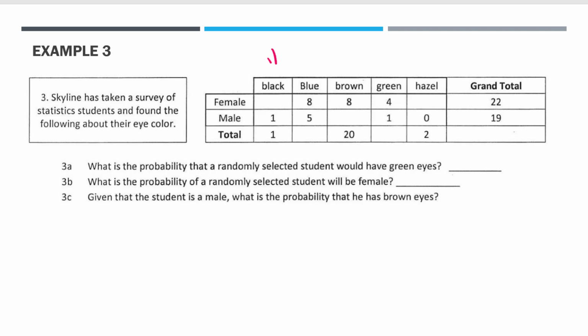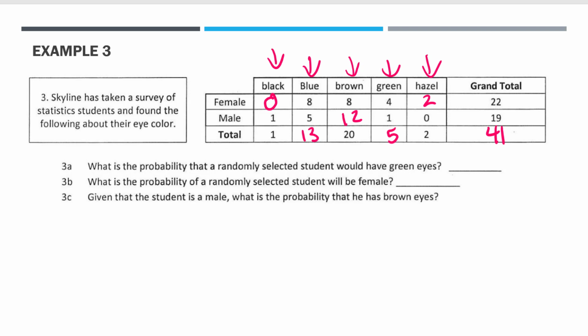If we look at our columns, we can total our columns. So if the total is 1 and we have 1 male, then that means that this has to be a 0. For the blue, we can take 8 and add 5, so we get 13. For brown, if the total is 20 and we already have 8, that means we need 12 more. For green, we will add the 4 and the 1 to get the 5. And for hazel, we know that the total is 2, but we already have 0, so that means that we need 2 to fill in. And then our grand total is going to be 41.